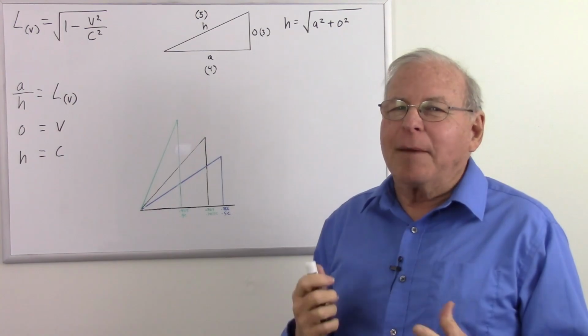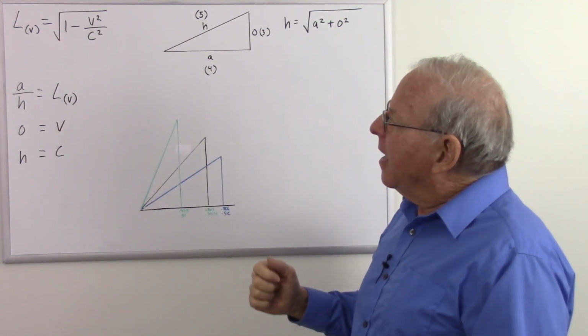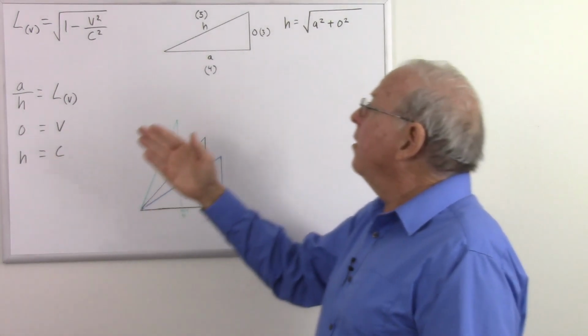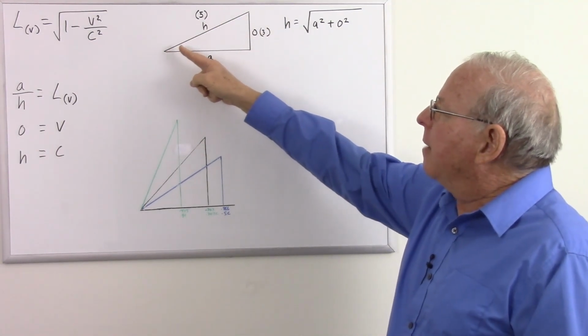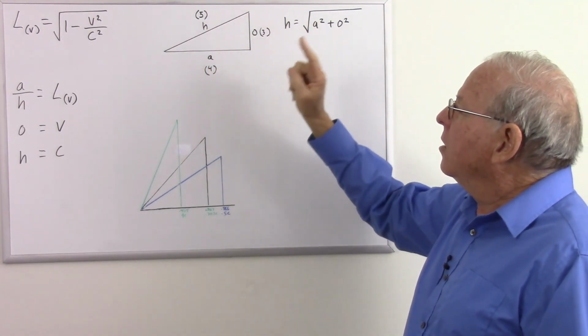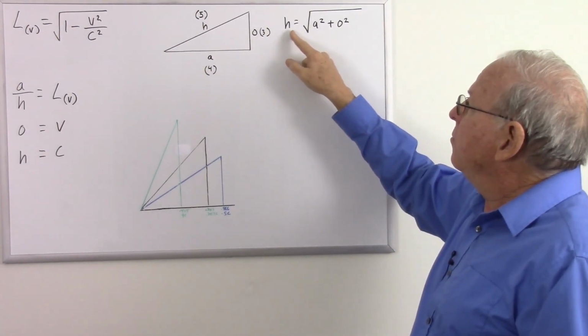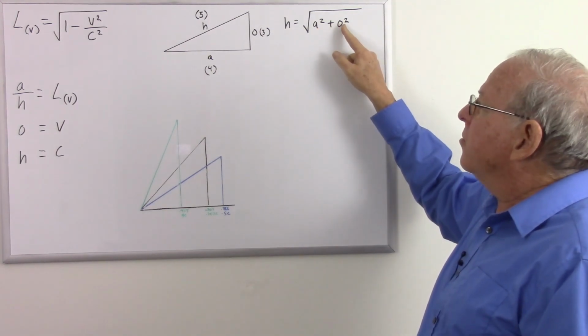Now, math is not my strength by any means, but looking at this formula, I think that looks an awful lot like the Pythagorean theorem. And here is the Pythagorean theorem over here, which is used to calculate the hypotenuse of a right triangle when you know the adjacent and the opposite. So the hypotenuse is equal to the square root of the adjacent squared plus the opposite squared.